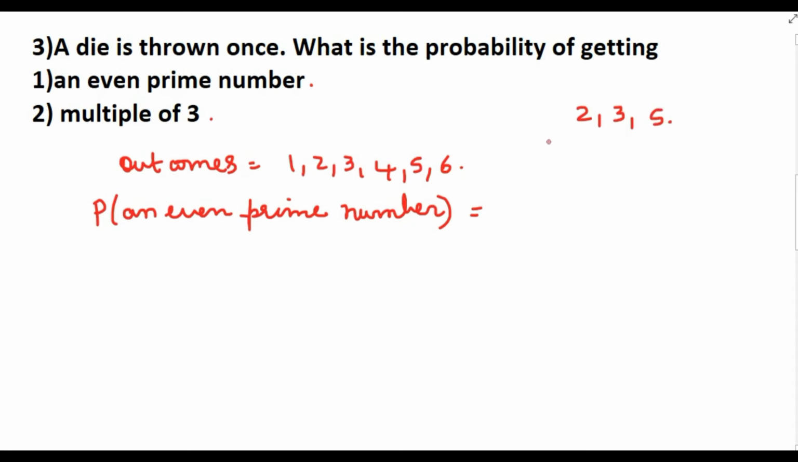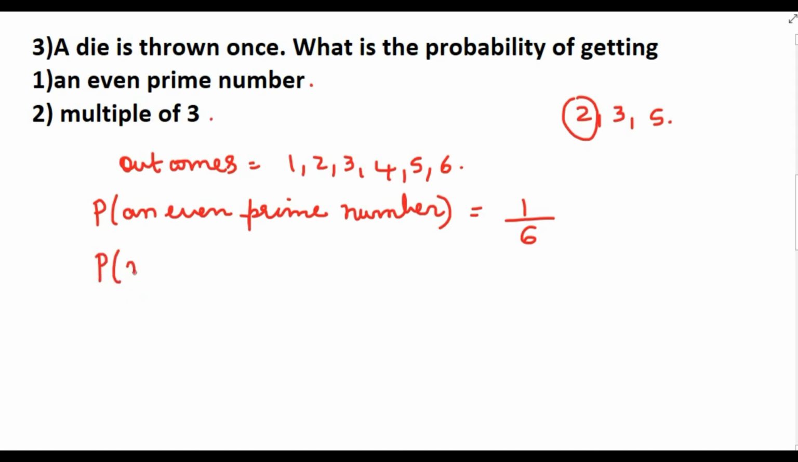One is neither prime nor composite. Now, even prime number means only 2 is there. These are odd prime numbers. So the total number of favorable outcomes is 1 and the total number of outcomes is 6. So it is 1 by 6.